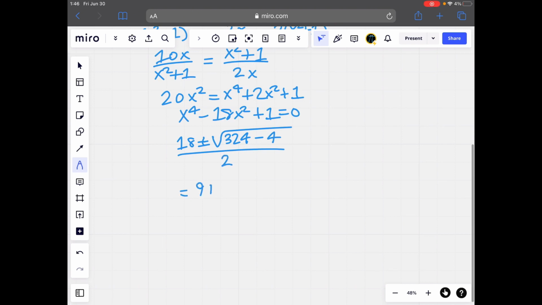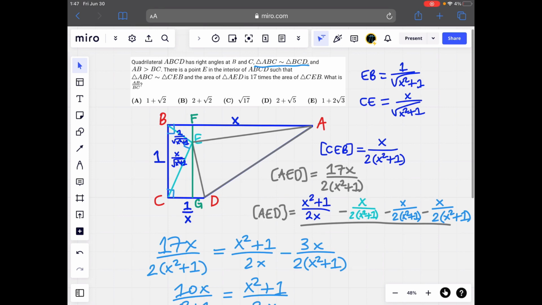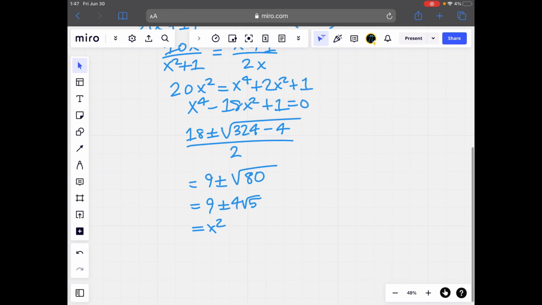So we have 9 plus or minus the square root of 320 over 4, which is 80. 9 plus or minus root 80, which is 9 plus or minus 4 root 5. This is x squared. But they tell us AB is greater than BC, so x is greater than 1, and therefore x squared is also greater than 1. So we have to take the positive solution to this quadratic, and we have x squared equals 9 plus 4 root 5.